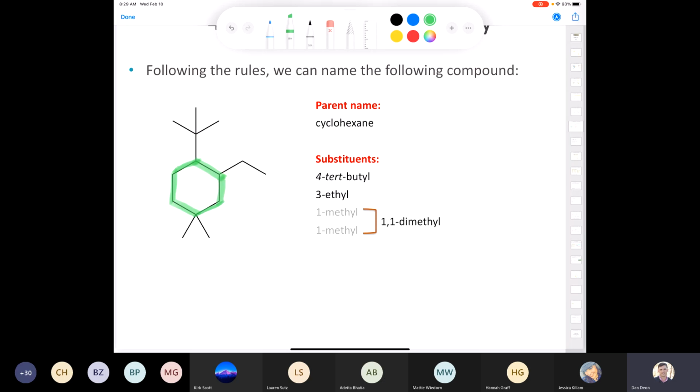So that tells you that this compound is some kind of cyclohexane, right? It's some kind of cyclohexane. So that means that the name always ends with the parent. This compound ends with cyclohexane. The rest, we're going to figure it out.